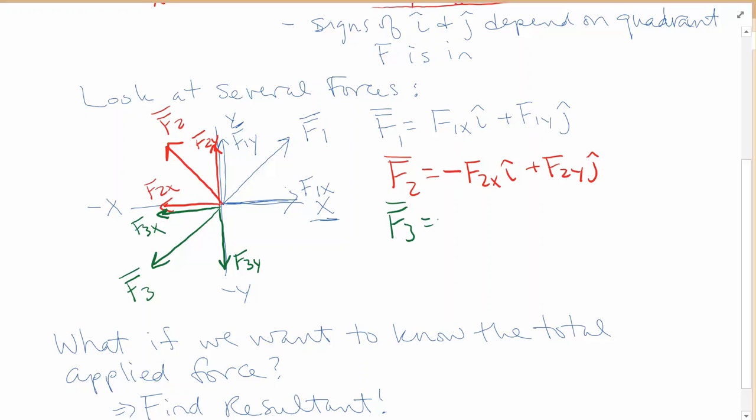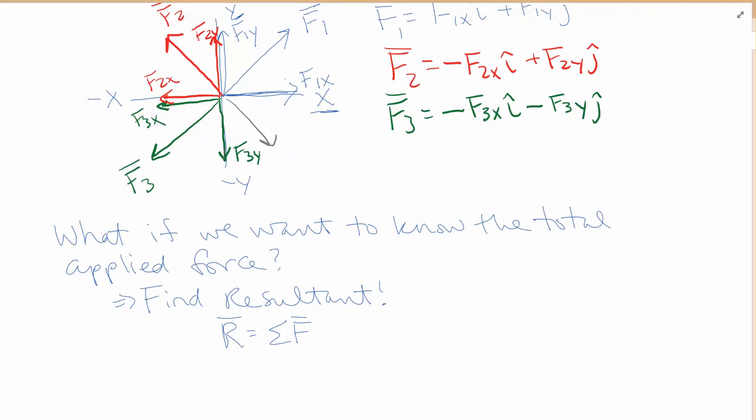Let's write out that vector. So F3, again, we are going to the left, so we will have a negative x component. So we'll have negative F3x i. And this one is pointing downward, so that is a negative y direction. So we will have negative F3y j.